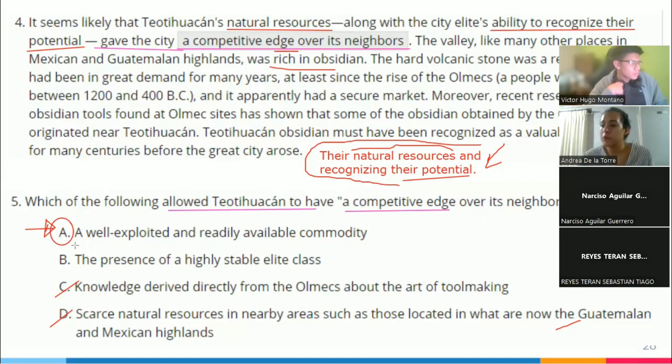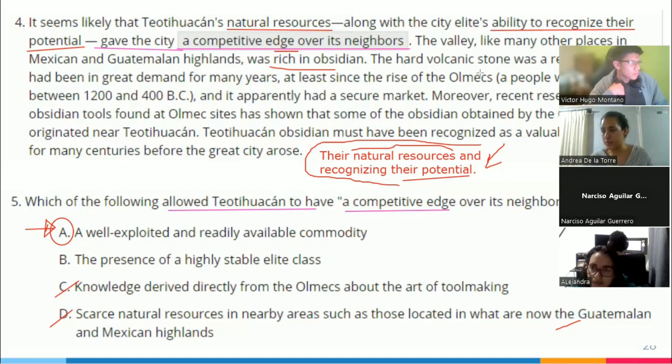So it's interesting because remember that you're not looking for the words, you're looking for the meaning of the words. And as Victor was saying, commodity basically means resources. It basically means the goods, the things that you possess, that you own. So commodity is just a synonym of the word resources. And readily available refers to the fact that they were natural. They didn't work for them, they didn't produce them, they didn't struggle to get these resources. It was something that came naturally because they had those in the valley. So they were readily available and well exploited because they could recognize the potential that they had with the natural resources, right? So option A, although it doesn't look like a good option, is the correct one.